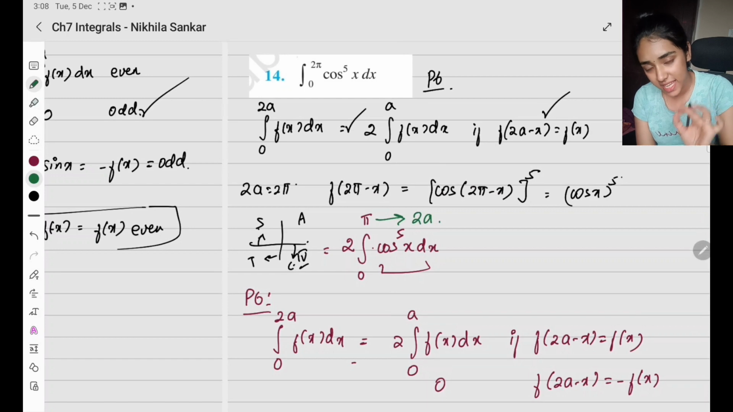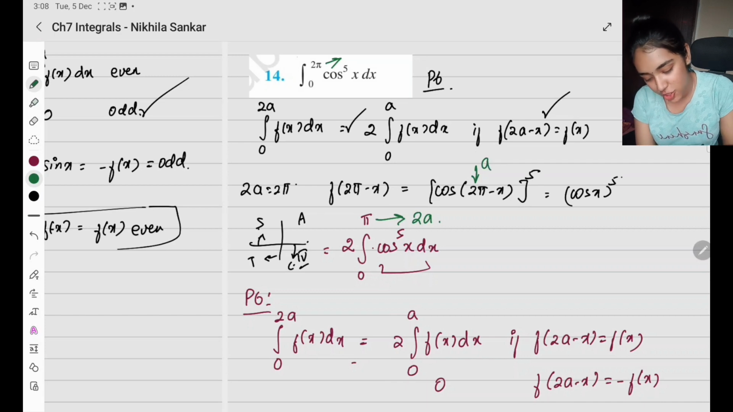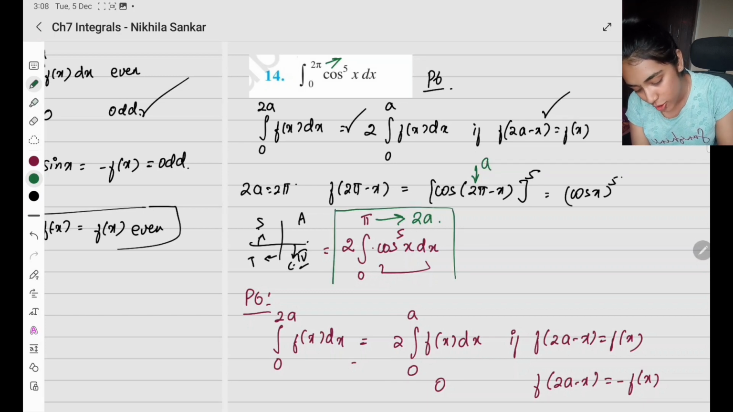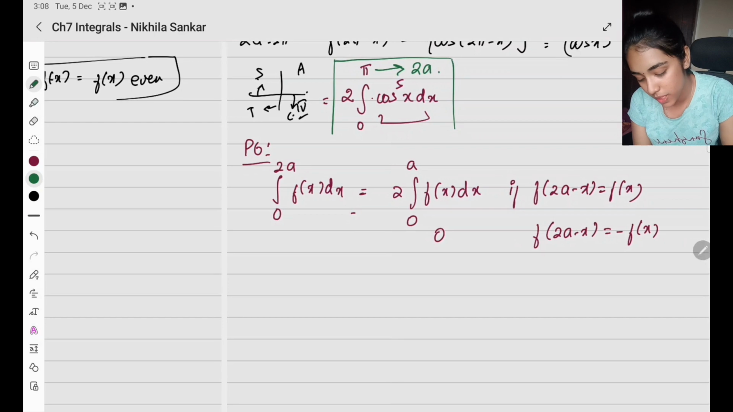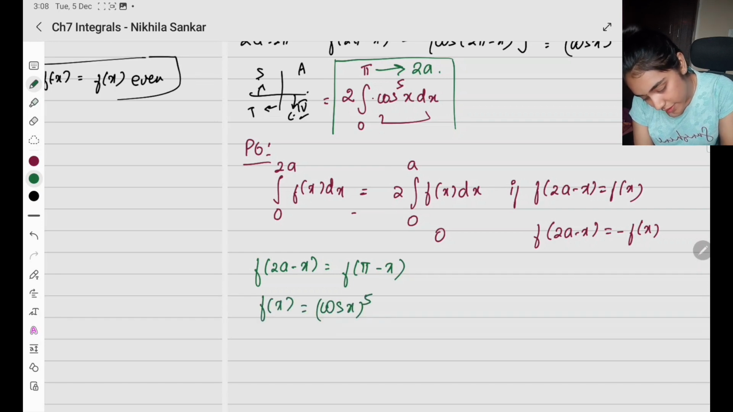I am using the exact same property. Where it was 2 pi, my 2 pi was my a initially. Now my new integral is going to be this, and now my 2a is going to be pi. So when I apply it again, f of 2a minus x equals f of pi minus x. What is my f of x? f of x is going to be cos x the whole power 5. So when I apply this, I have cos of pi minus x the whole power 5.